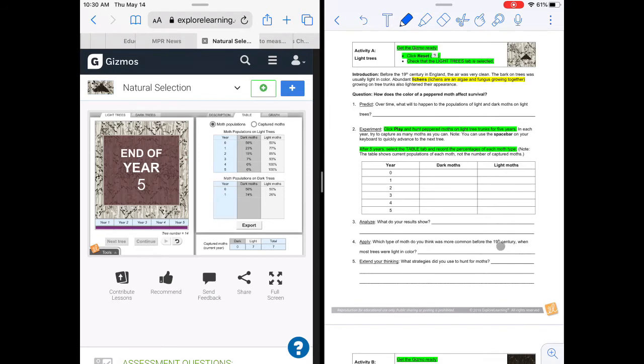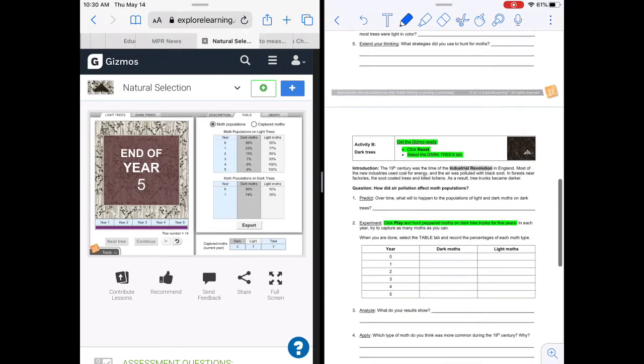Which type of moth do you think was more common before the 19th century when most trees were light in color? So when the trees were light colored, like we have currently over in the gizmo, which type of moth do you think was more common? The light colored moths or the dark colored moths? Question 5 asks, what strategies did you use to hunt for moths? So when you were hunting for moths in the gizmo, what were you looking for? Were you just looking for the dark colored shapes? Were you looking for specific parts of the moth? Was your strategy to just go to the next tree if you didn't see anything right away? Like, what were you thinking about as you were hunting for moths in the simulation?